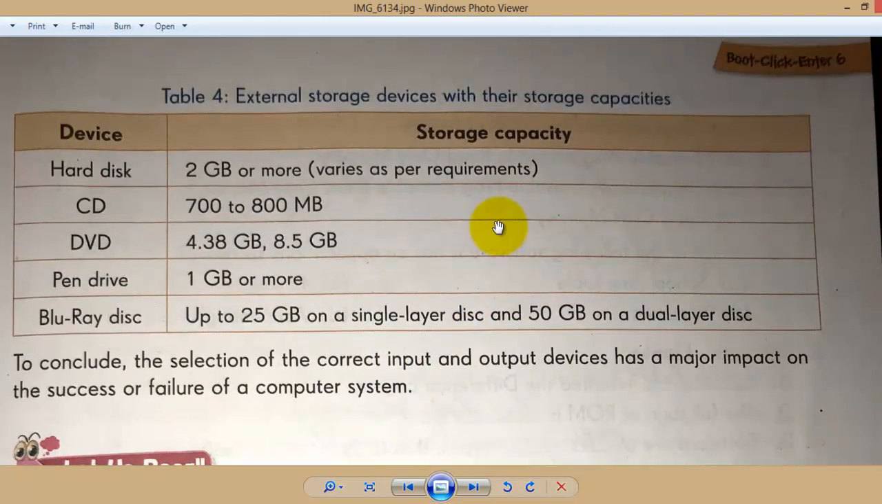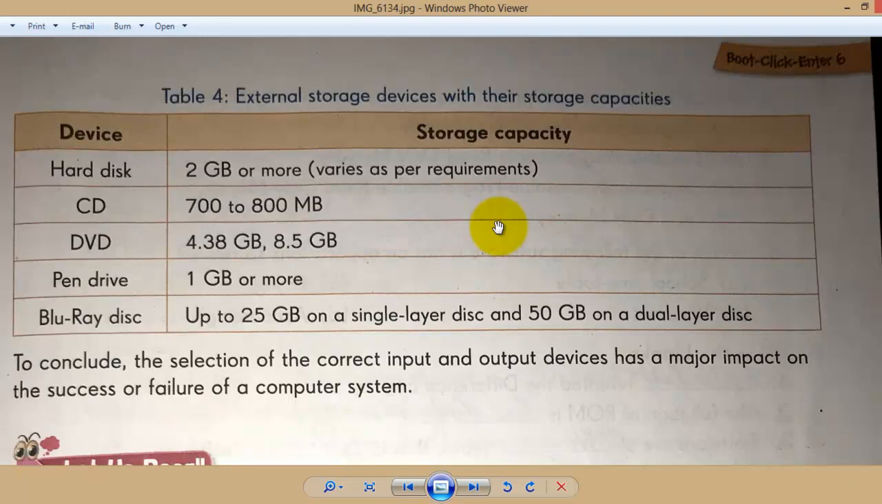So, external storage devices with their storage capacity. Now, hard disks we have already learned about. We have to install it in our computer internally, but when the internal hard disk is full we can use external hard disks also. So in hard disks also there are external and internal ones. Now we are going to learn how much capacity there is in the devices we have already mentioned before.